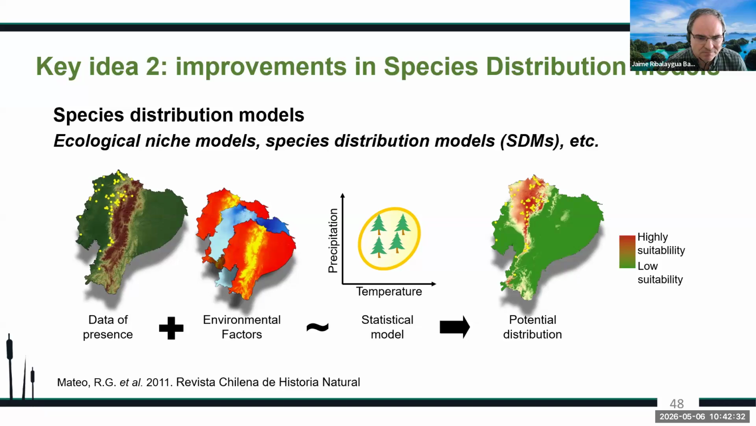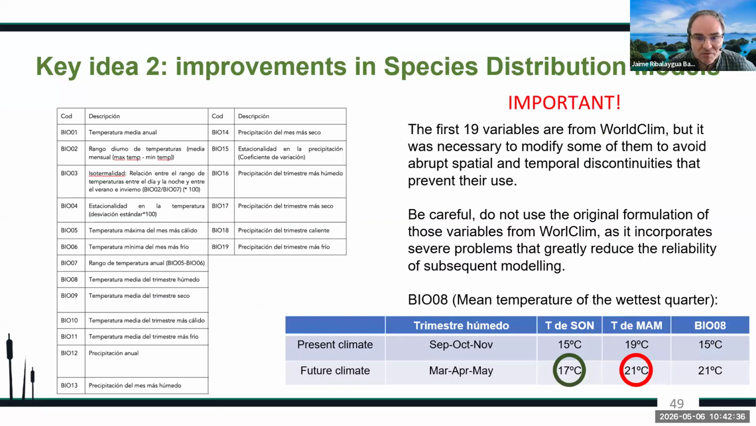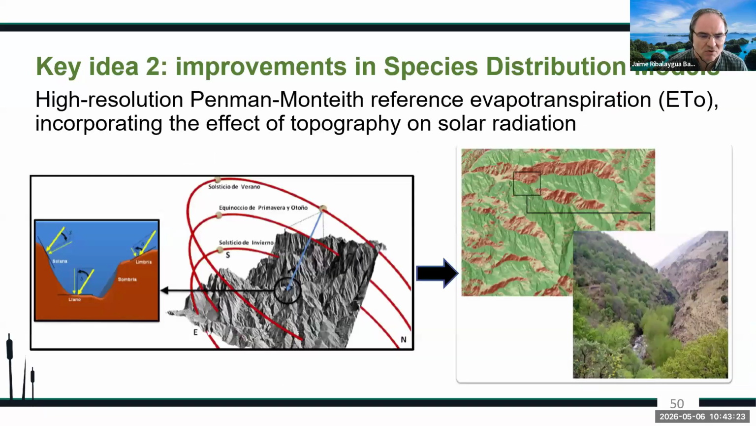Okay, so regarding this improvement of the models, the most important thing is, of course, the input of the models, the environmental factors. We have used these 19 variables provided by WorldClim, but it's important to know that these variables have abrupt spatial and temporal discontinuities that prevent their use, and you have to be careful how to use them, because sometimes they cannot be used because they produce this discontinuity. So we have developed a tool to reduce this effect. I don't have time to explain it to you, but it's important for you to know that you have to take care with this direct formulation, using the WorldClean variables in order to avoid this problem.